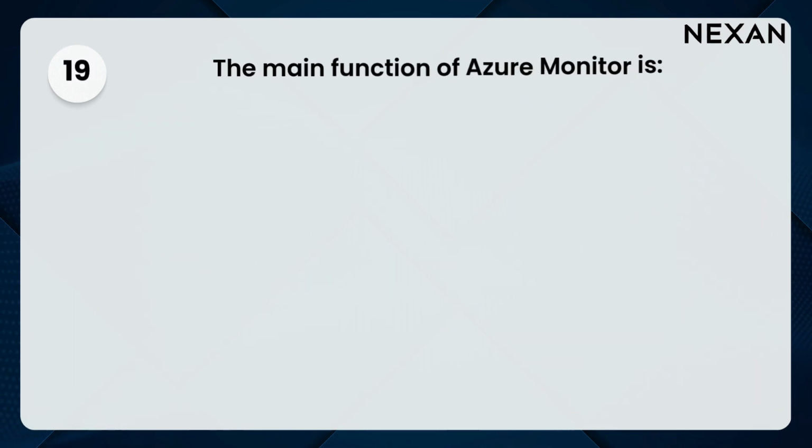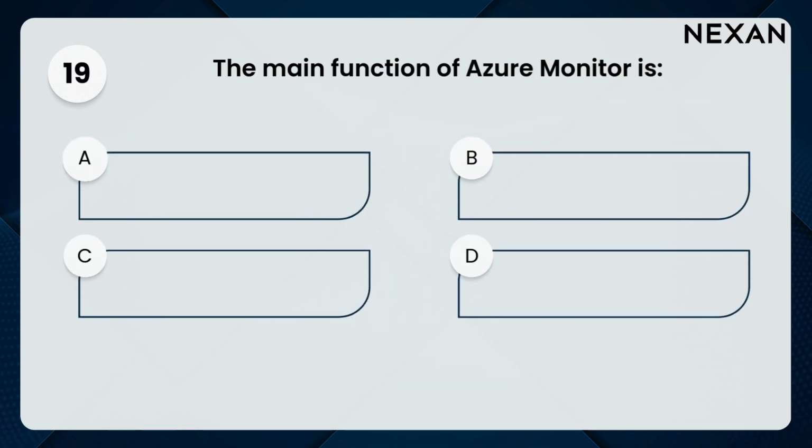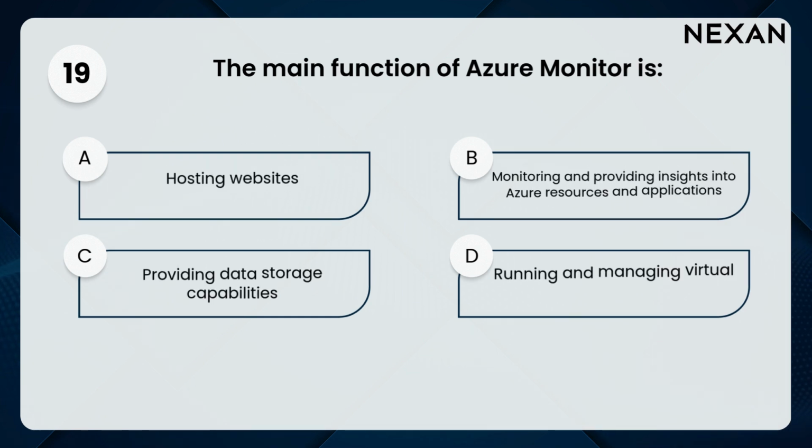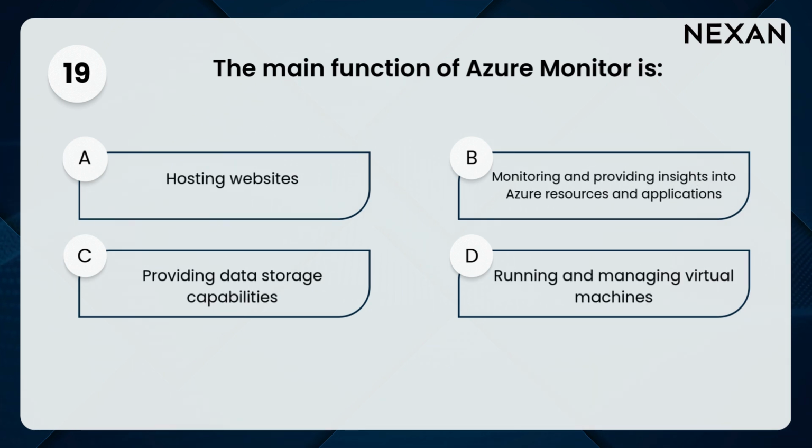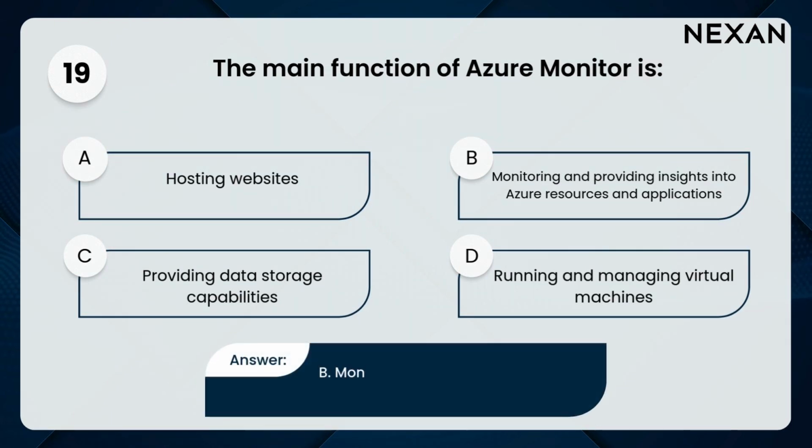19. The main function of Azure Monitor is: A. Hosting websites. B. Monitoring and providing insights into Azure resources and applications. C. Providing data storage capabilities. D. Running and managing virtual machines. Answer: B. Monitoring and providing insights into Azure resources and applications.